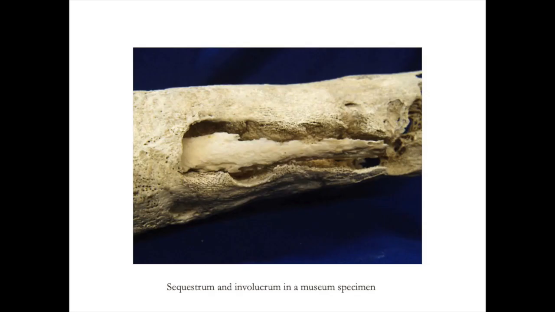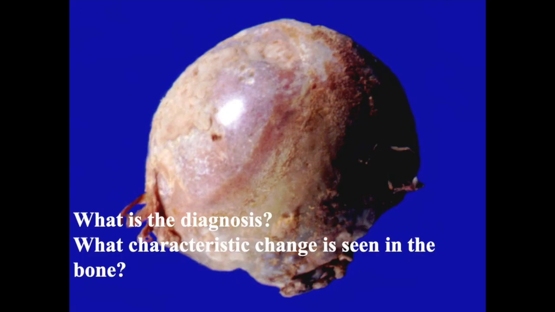In this museum specimen, we see the characteristic appearances. There is a core of necrotic bone, and surrounding this is new bone growth, which forms a kind of cloak around the dead bone. So the inner dead bone is known as the sequestrum, and the outer viable bone, the involucrum. Here we have a femoral head.